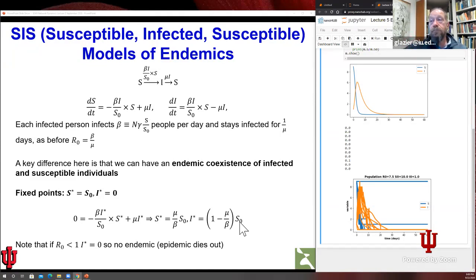In this situation, I will always have 1 minus 1 over R naught of the population infected. So if R naught is 2, half the population will always be infected. If R naught is 20, 95% of the population will always be infected. And that's called an endemic. So you have a stable, steady state for the infection. We haven't talked about stability, but it is a stable, steady state. If R naught is less than 1, then the disease dies out just like an SIR.